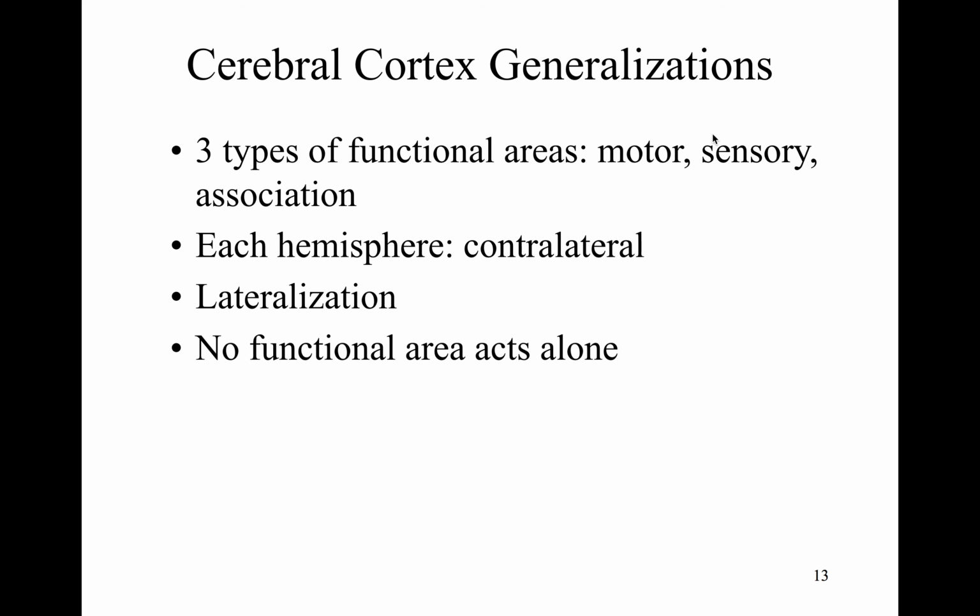Motor areas and sensory areas are not the same thing as motor and sensory neurons. Remember that cerebral cortex is composed exclusively of interneurons. So sensory neurons and motor neurons do not exist here. So keep that in mind as we work through our different functional areas of the cerebral cortex.